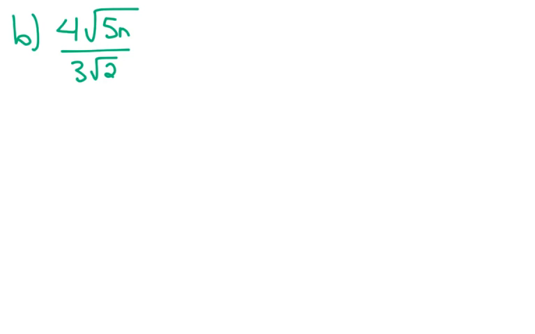Moving on, just flip slides to B. I'll lay out the question again. We have 4 root 5n over 3 root 2. Don't need the condition, not necessary. Now, I do have 3 root 2 on the bottom. That does not change anything. I don't need to worry about the 3. I just need to multiply by the root, top and bottom. So root 2.